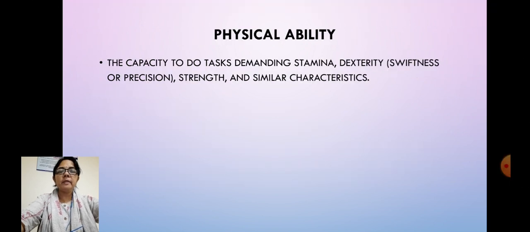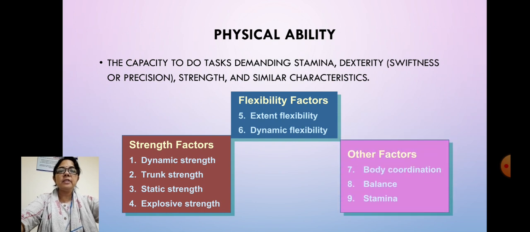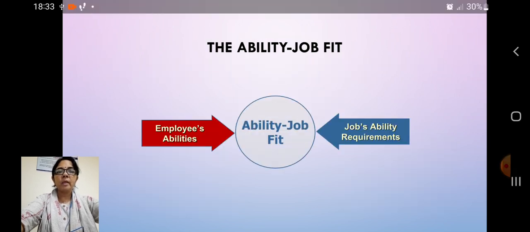Then physical ability, the capacity to do tasks demanding stamina, dexterity, swiftness or precision, strength and similar characteristics. There are different factors like strength, flexibility and others. Under strength come dynamic strength, trunk strength, static strength and explosive strength. Flexibility factors are extent flexibility and dynamic flexibility, and other factors are body coordination, balance and stamina.